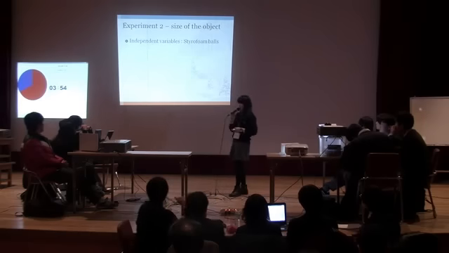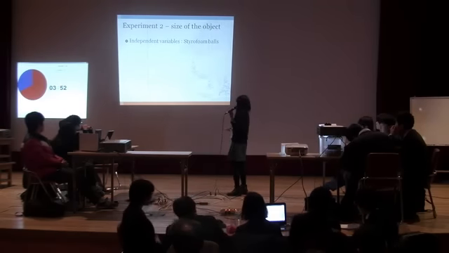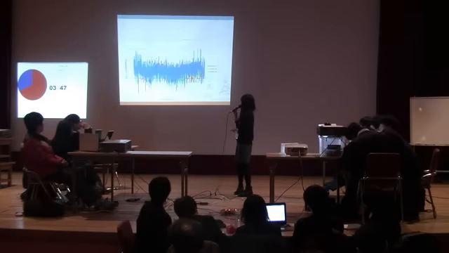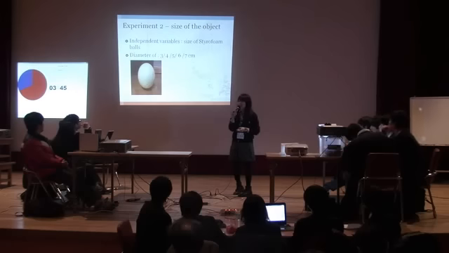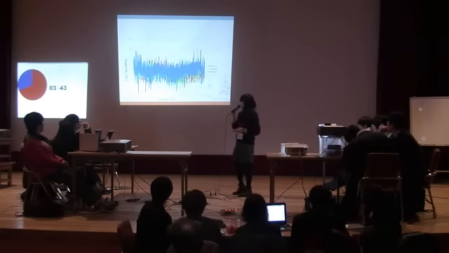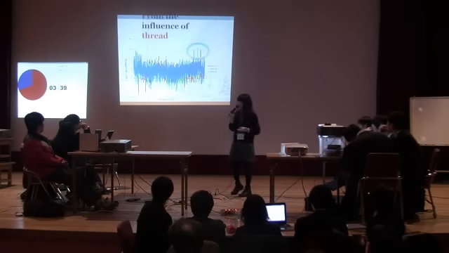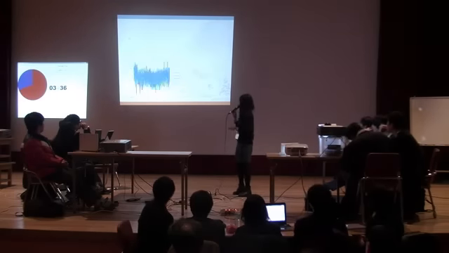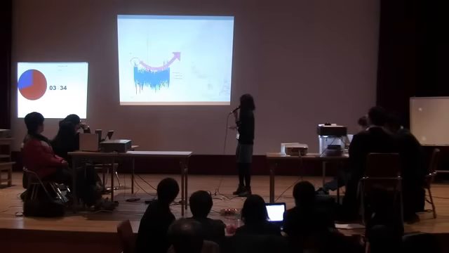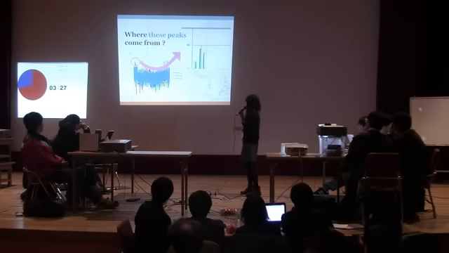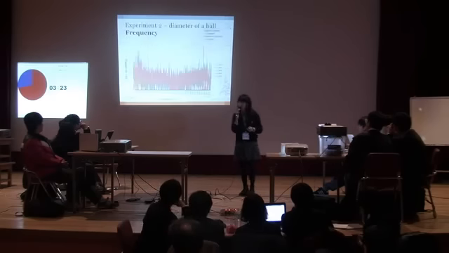So move on to my second experiment about the size of the object. The independent variable in this part is a spherical ball with a diameter of 3, 4, 5, 6, 7 centimeters. From experiment 1, we found out that these upper peaks are actually from the influence of the thread. However, we were wondering where these lower peaks actually come from. And we could get the answer to this question from experiment 2, that these lower peaks are actually from the influence of the ball.